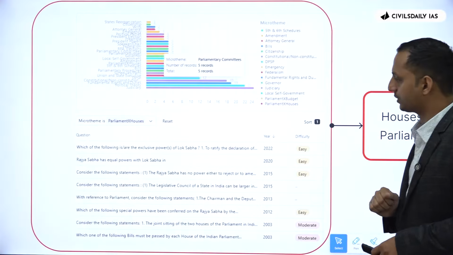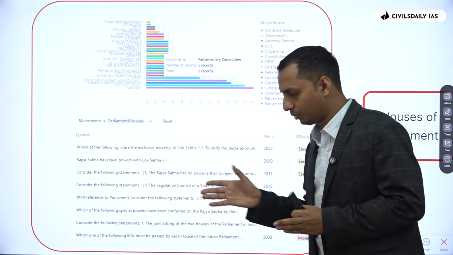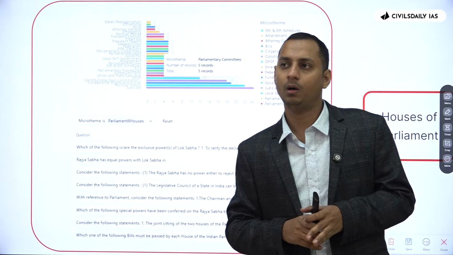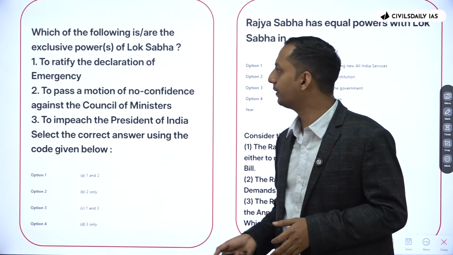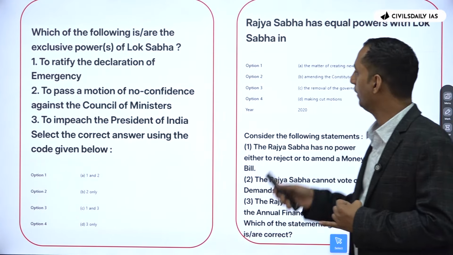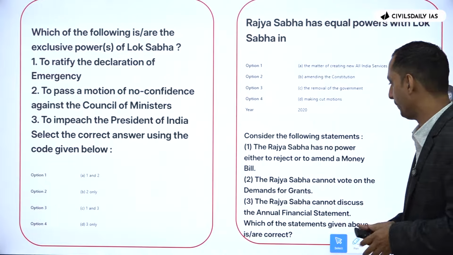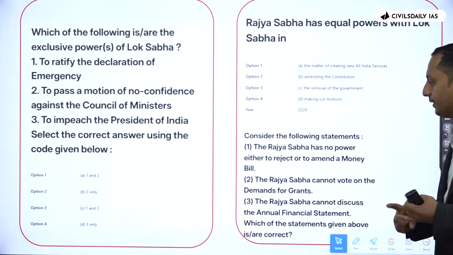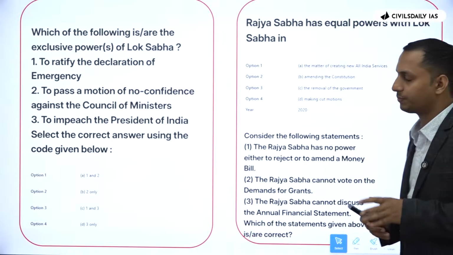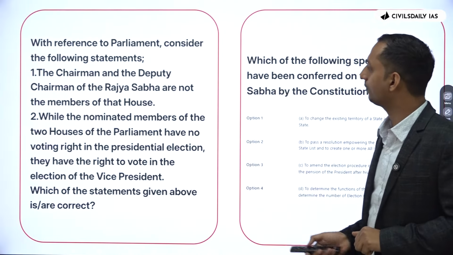Next one, reading with the Houses of Parliament. You have the Lok Sabha and Rajya Sabha. You can see here, most of the questions are from the difference between the powers of Lok Sabha and Rajya Sabha. Let's say in terms of questions, which of the following are the exclusive powers of Lok Sabha? Here, the Rajya Sabha has equal powers with respect to Lok Sabha. Here, the Rajya Sabha has no power with respect to money bill. The Rajya Sabha cannot vote on demands for grants. So it's mostly between the powers in comparison of the Lok Sabha and Rajya Sabha.